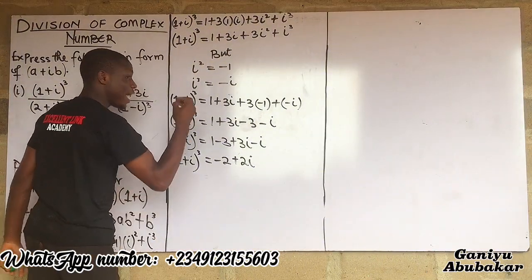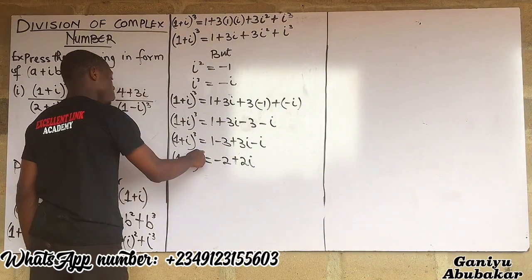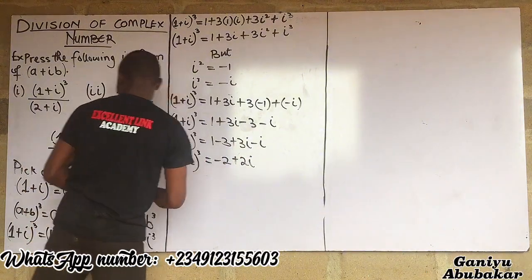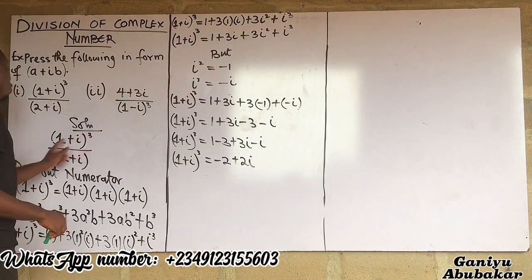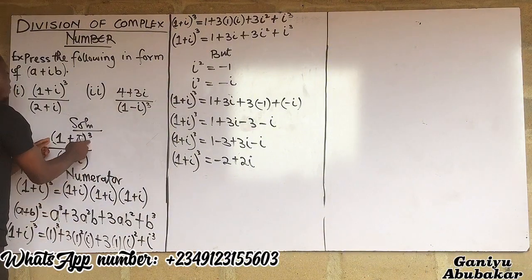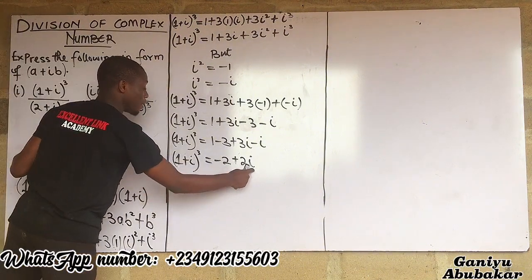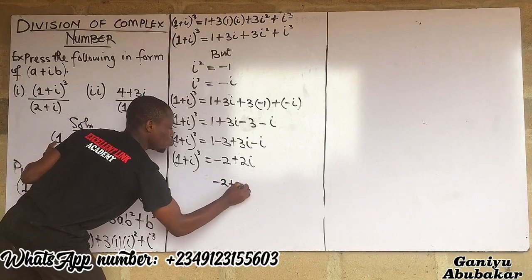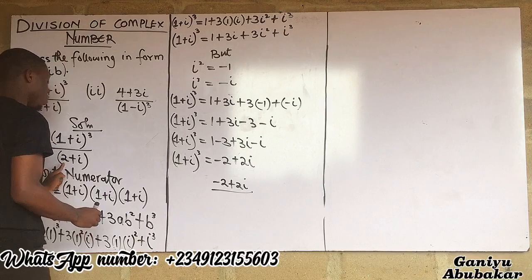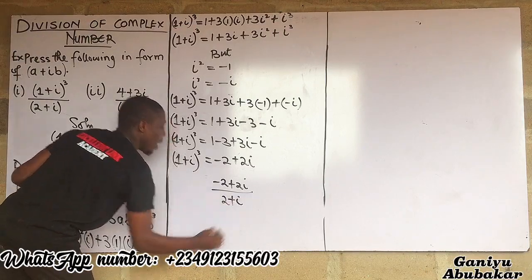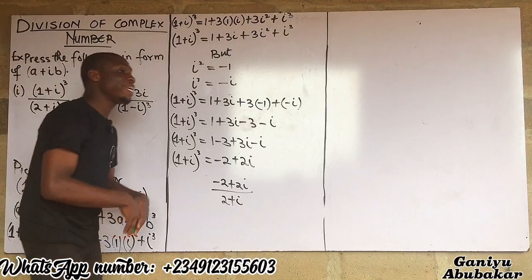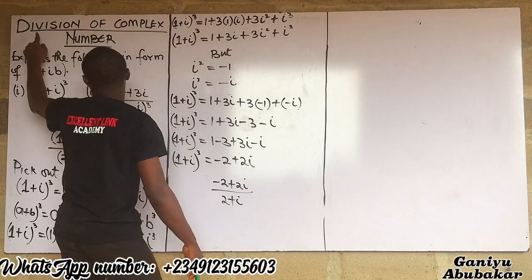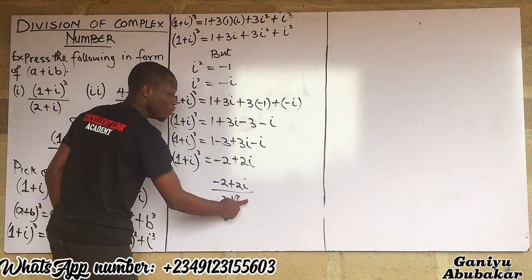When I expanded (1 + i) cubed, I had minus 2 plus 2i. So if that is the case, I'm having (1 + i) cubed all over 2 plus i. Replace this value with minus 2 plus 2i, so it becomes minus 2 plus 2i all over 2 plus i. My next task now is to perform the division of complex numbers. I want to divide this.